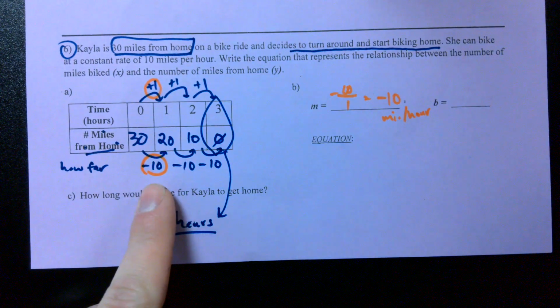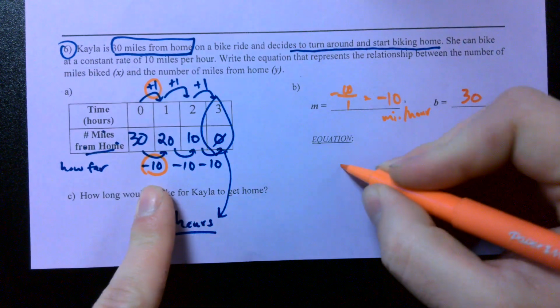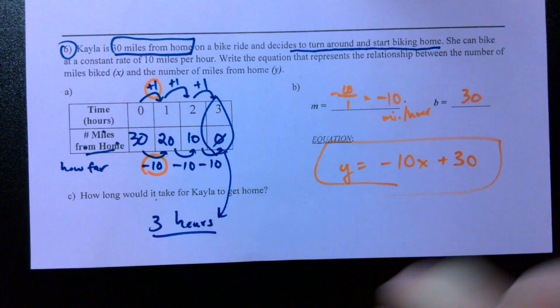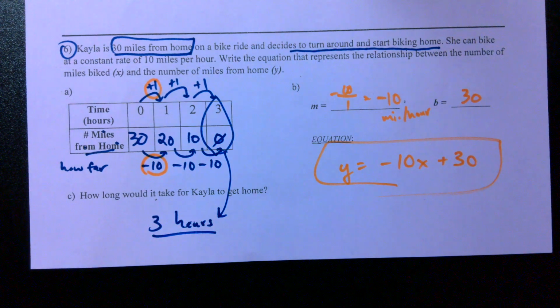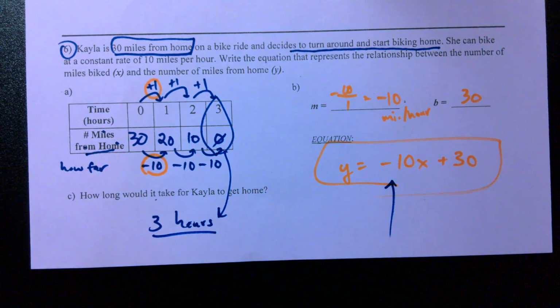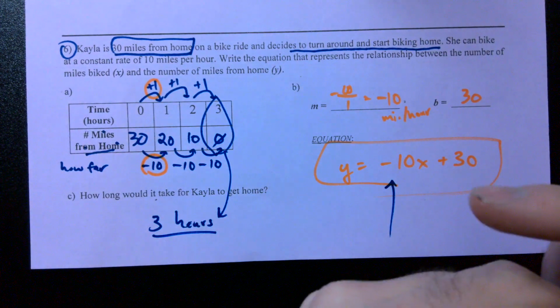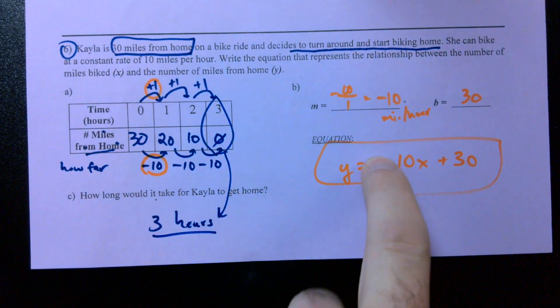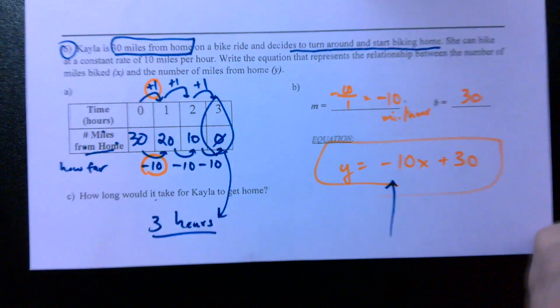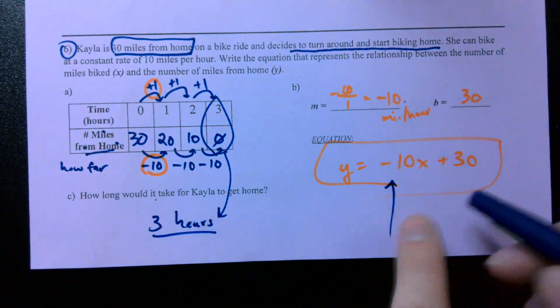What's my B value here? Where does she begin? How many miles from home does she begin again? 30. So I can write the equation y is equal to negative 10x plus 30. All right? It's kind of like that problem we had the other day with the fish tank where the temperature is decreasing. If it's decreasing, my slope's going to be negative. In the same way, if her distance from home is decreasing as she bikes back home, my slope's going to be negative there as well. Okay? So I saw a lot of people come up with 10x plus 30, which is really great, really close. But if we understand the context and really take the time and read it a couple times, understand what it's talking about, we'll see why it's negative.